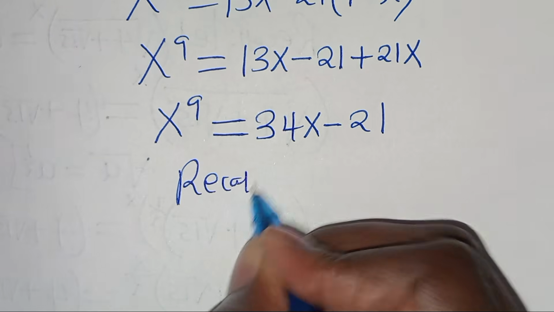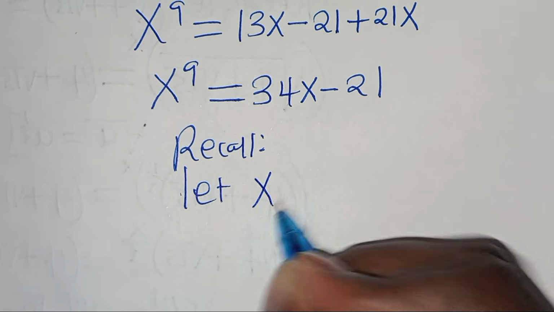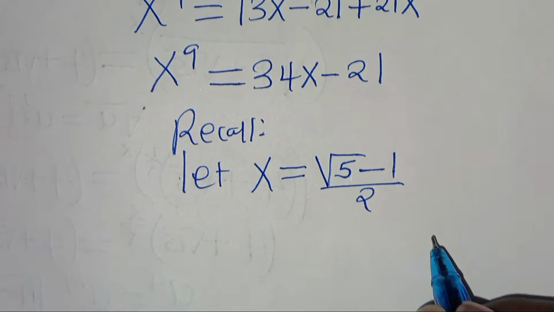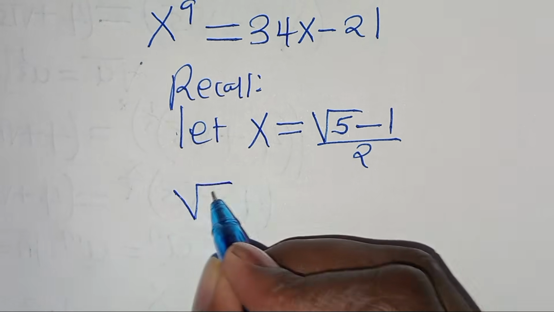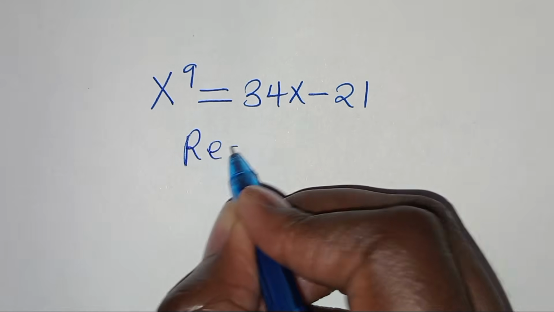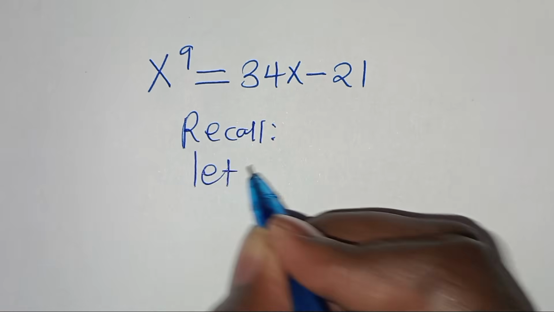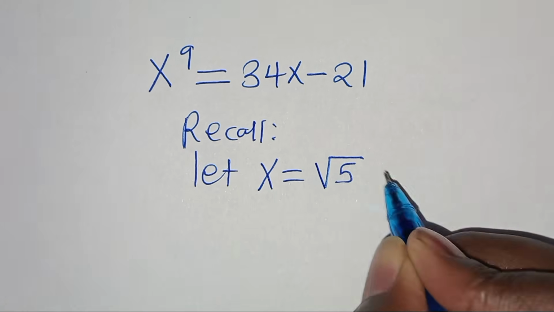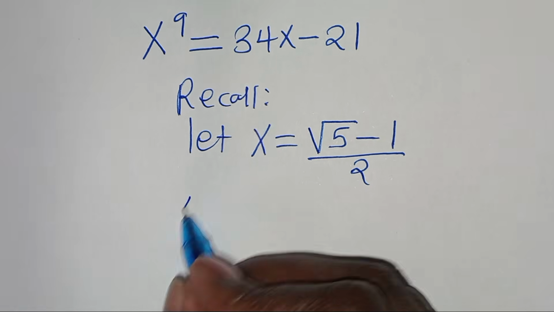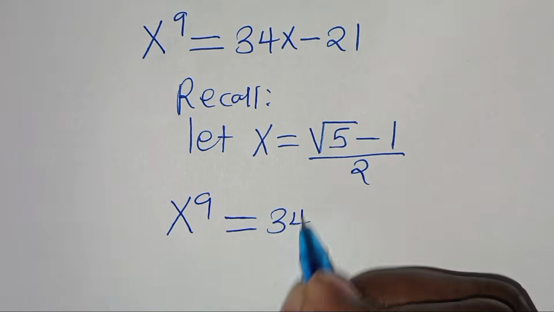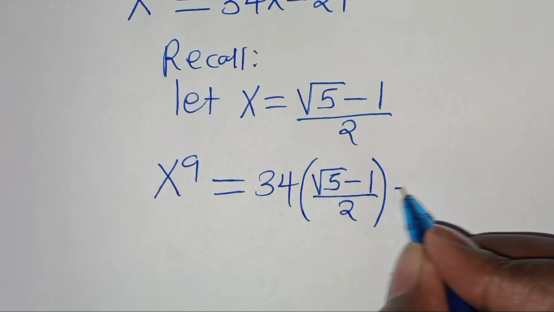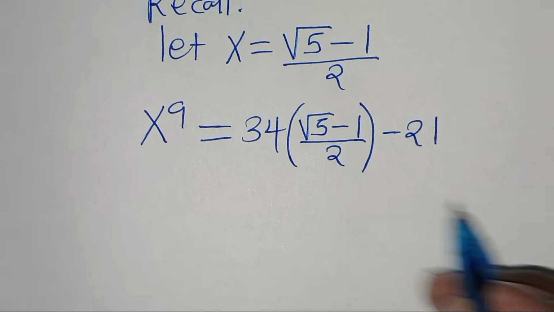If you recall, we have seen that let x be equal to square root of 5 minus 1 divided by 2. So let's substitute this value of x here, so that we have x to the power of 9. This is equal to 34 multiplied by square root of 5 minus 1 divided by 2. Subtract 21. So let's simplify here.